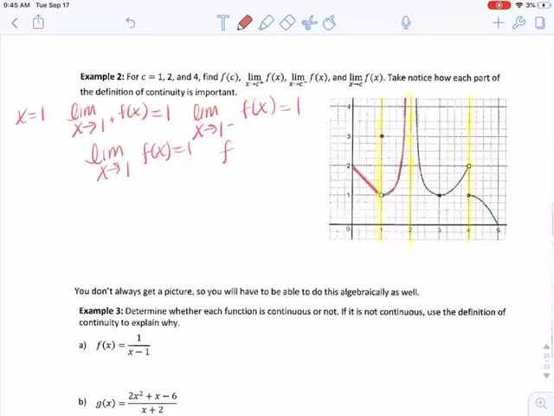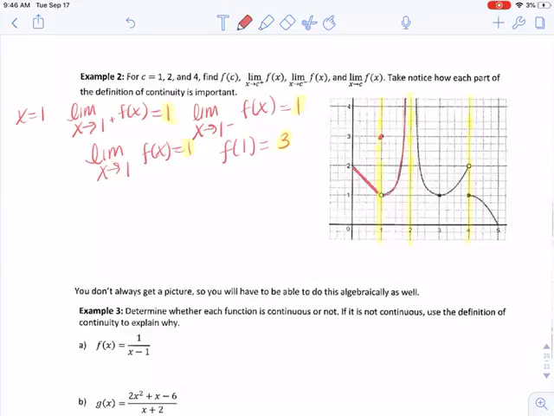But f of 1 equals 3. So because these 4 values are not all the same, that means that the graph is not continuous at 1. Even though the limit is 1, because the left and the right side limits are the same, the function value is 3. So if you saw that information, if you didn't have a graph in front of you, you should already know that this graph is not continuous at x equals 1, because all those values are not the same.